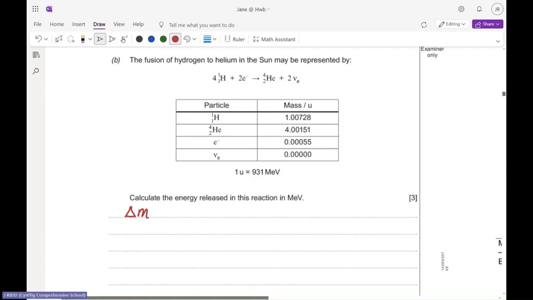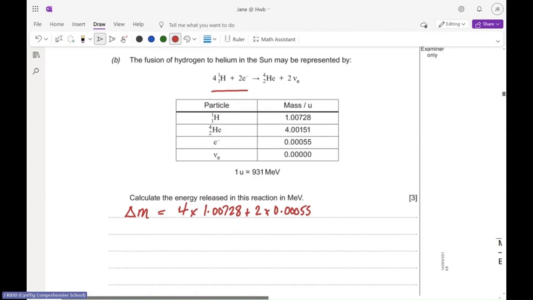And we say that delta M is going to be equal to 4 times... if you look at this side here, we've got 4 times the mass of hydrogen, which is 1.00728. And then to add to that, we've got to add on the mass of these electrons, which is 2 times 0.00055. You have to be very careful with the significant figures that you use in these questions.